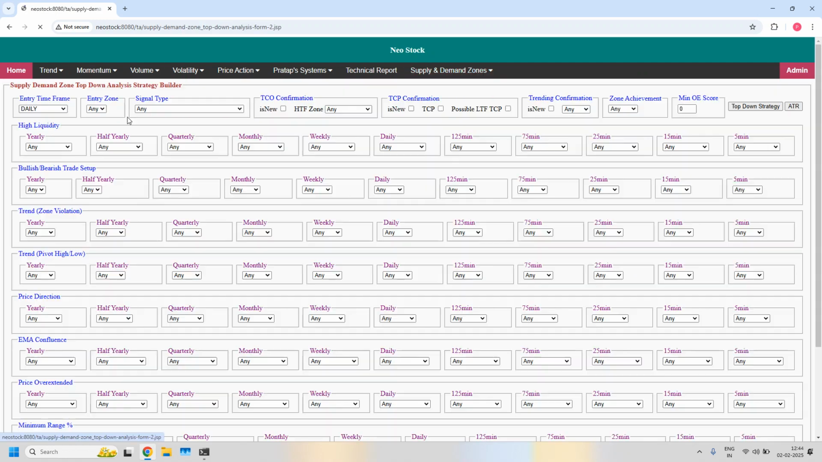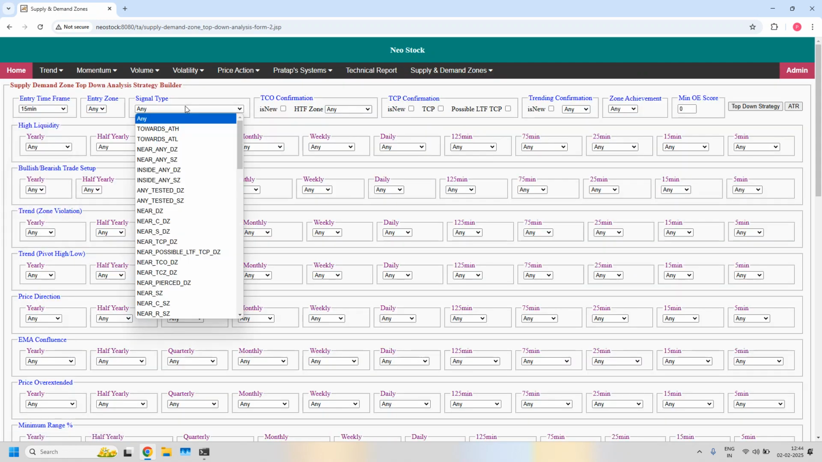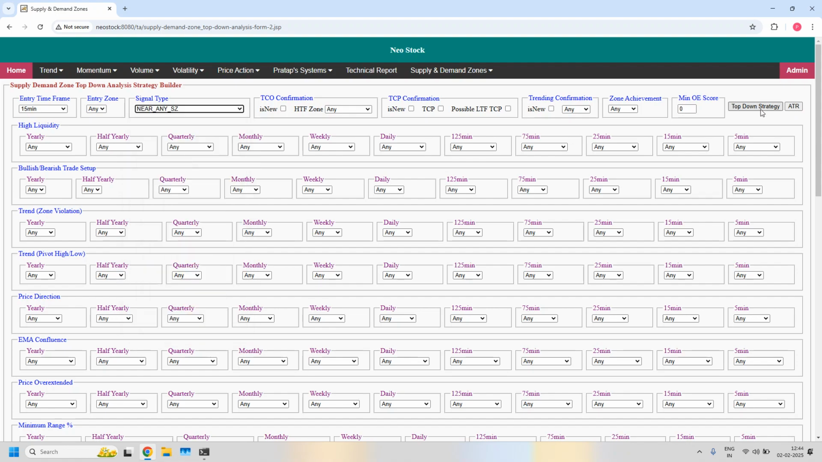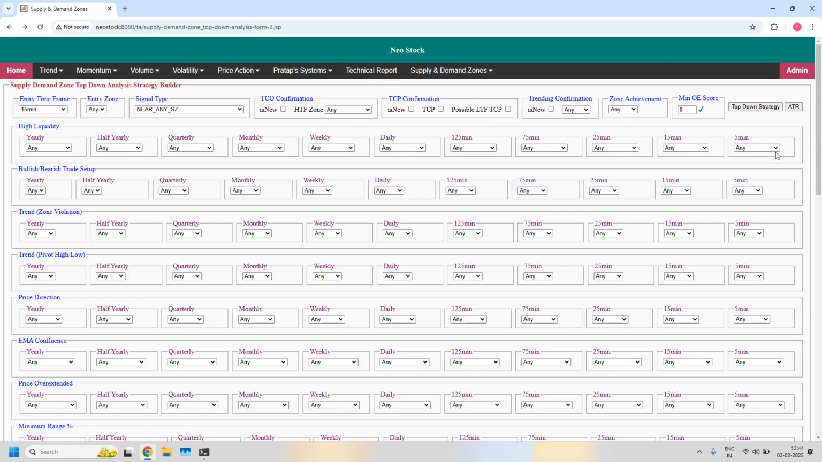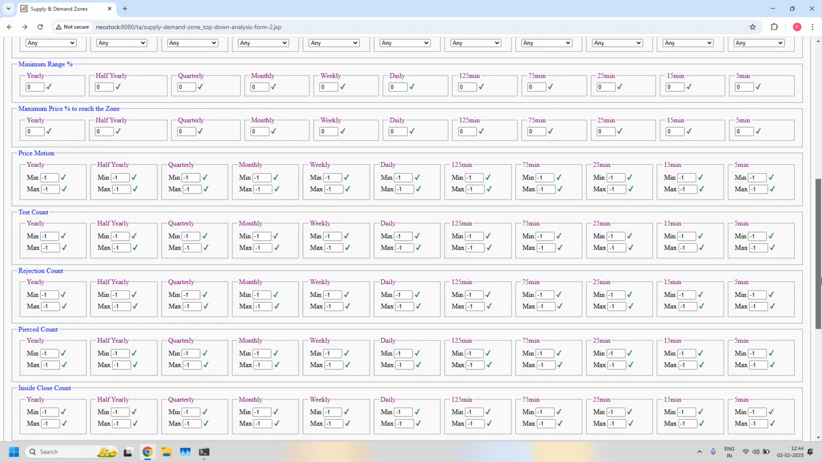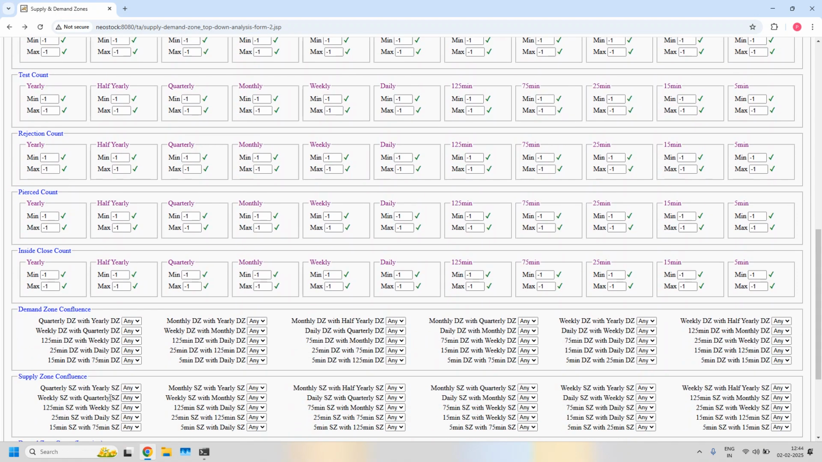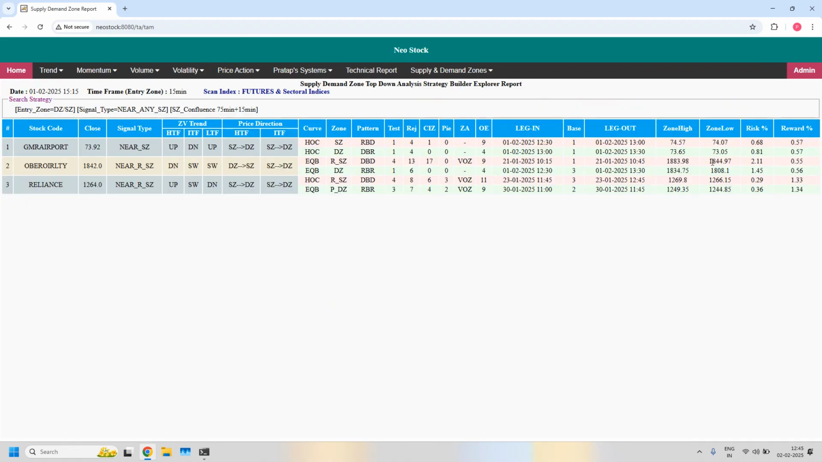Okay, next for the 15 minutes time frame, stocks near the 15 minutes supply zone. We got 6 stocks. We can further filter based on supply zone confluence, that is 15 minute supply zone with 75 minute supply zone confluence. I am enabling the filter. Now the list has come down to 3 stocks. Out of 3, the third one is already pierced.